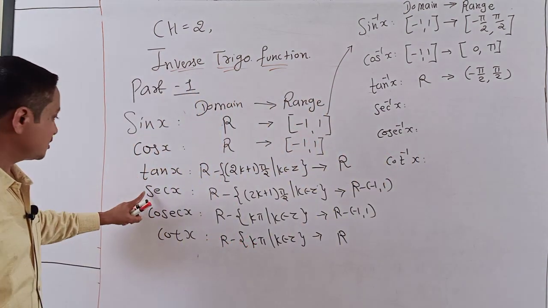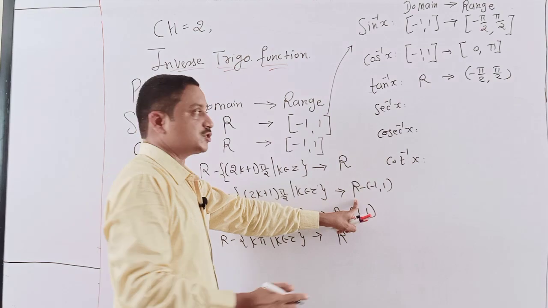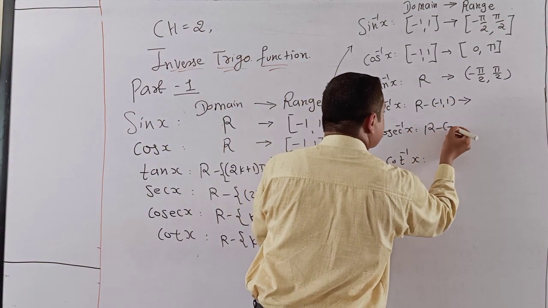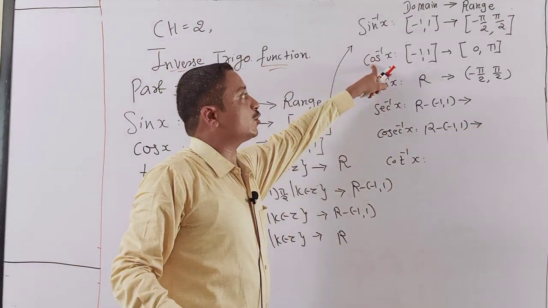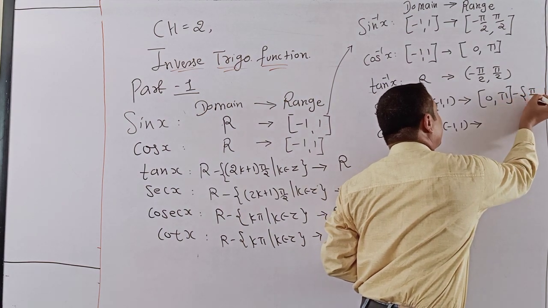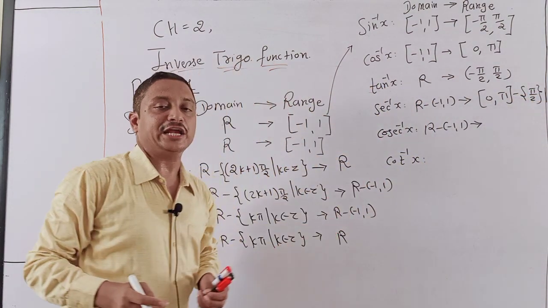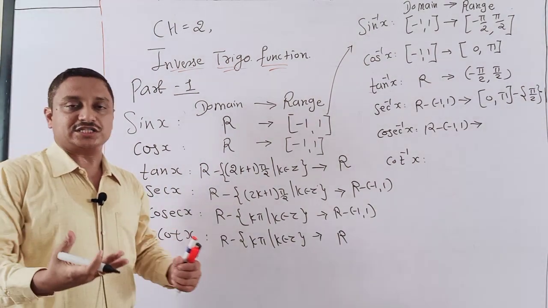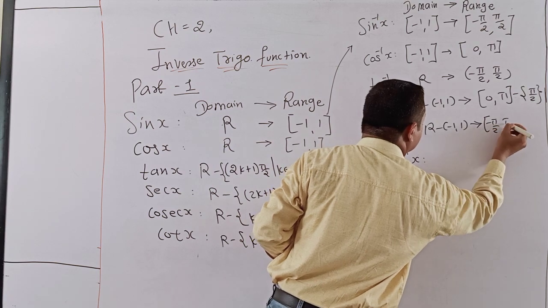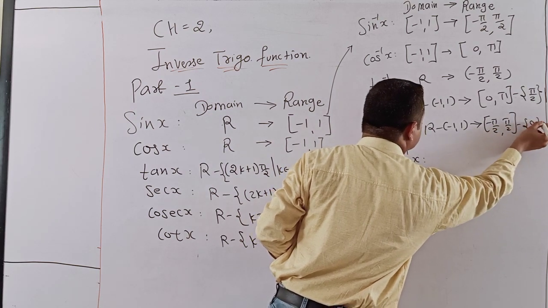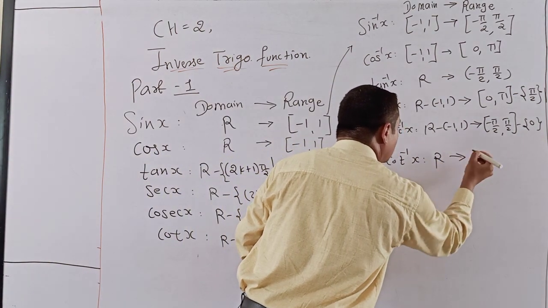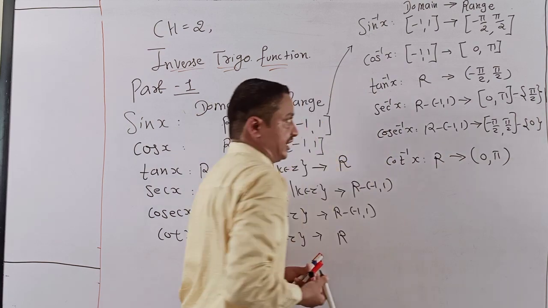So what is the sec inverse x range? Sec x range is R minus the interval -1 to 1. That is the domain. Similarly, cosec also the same. And this range is according to cos inverse, 0 to pi. But students, here pi by 2 (90) is not defined because sec 90 is not defined, cos 90 is 0. Similarly here the range is -pi by 2 to pi by 2, but 0 does not exist in this range. And finally cot inverse. So it is R to the open interval 0 to pi.